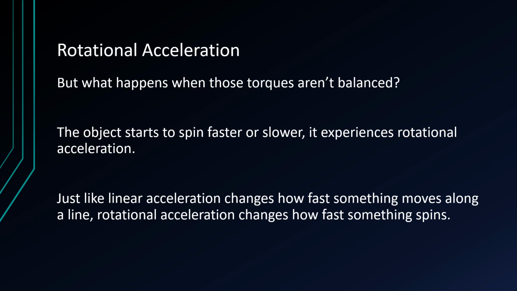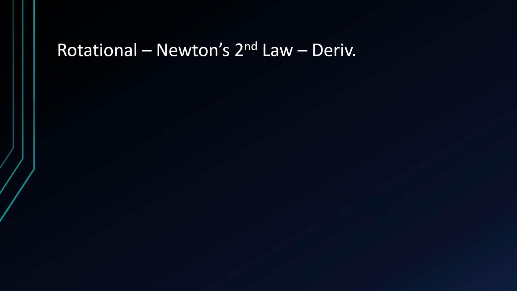But what happens when our torques aren't balanced, right? Well, if the torque isn't balanced, this object starts to spin faster or slower, goes to the left, goes to the right. It experiences some sort of rotational acceleration. And just like linear acceleration changes how fast something moves along a line, rotational acceleration changes how fast something spins.